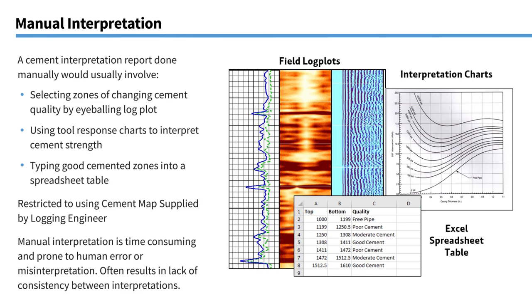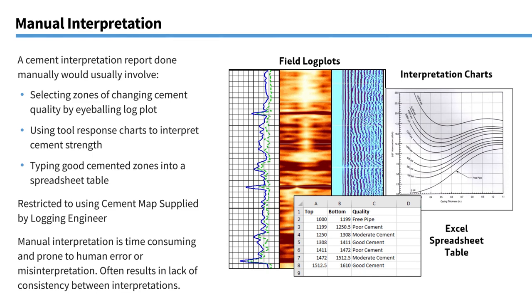So to do a more detailed manual interpretation, you'd have to go through each depth level and look at the data. You'd probably have to go and dig out the log interpretation chart for the particular tool you're looking at. You get the casing size, the log response, and from that you might be able to tell what sort of cement strength you have at one particular depth. Then you'd have to do that again at another depth you're interested in. Ideally, you want to know that continuously over the log.